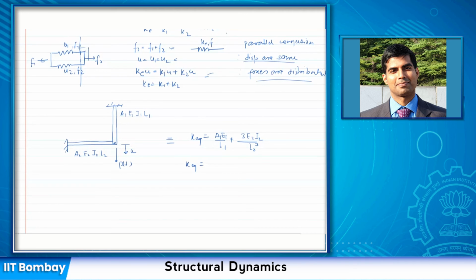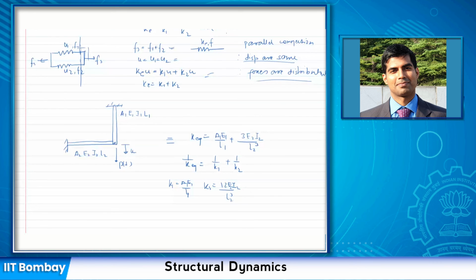So it should be 1 by K equivalent equals 1 by K1 plus 1 by K2, where K1 is A1 E1 by L1 and K2 is 12 EI by L cube, that is E2 I2 by L2 cube. I hope you meant that. Okay, so this is one alternative answer, right?